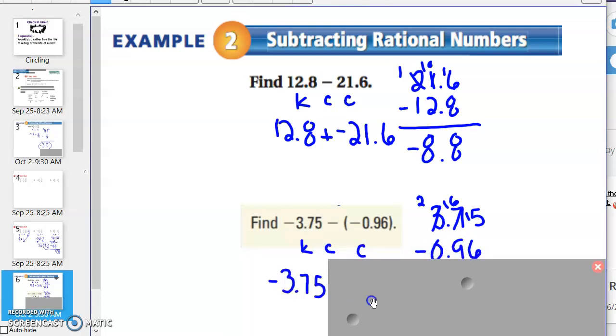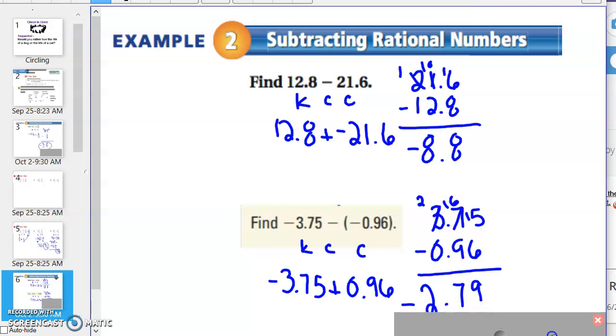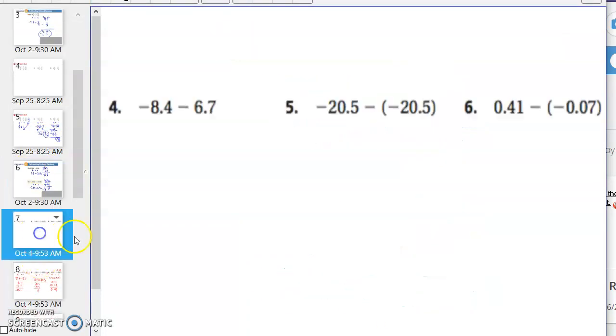So negative 3.75 stays the same. Change the minus sign to a plus. And the opposite of negative 0.96 is positive 0.96. Now I have different signs, so I have to subtract. I do my little subtraction there with borrowing and regrouping. And then I have to remember to use the sign of the bigger number, and that is this one right here, so it should be negative 2.79.